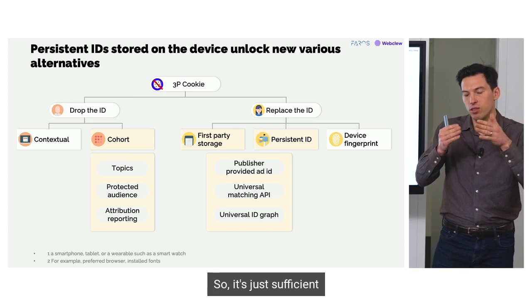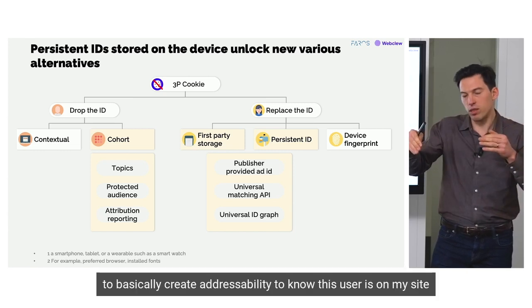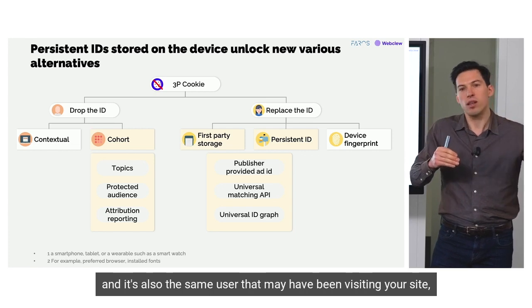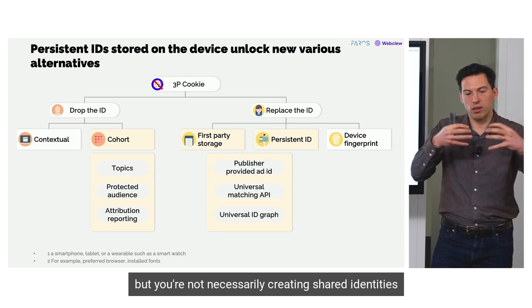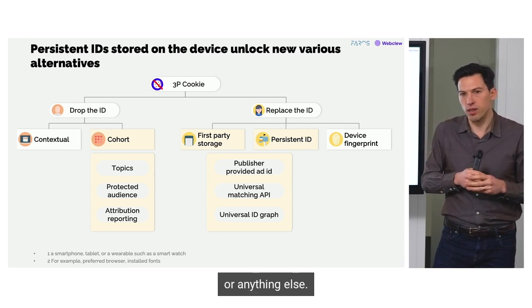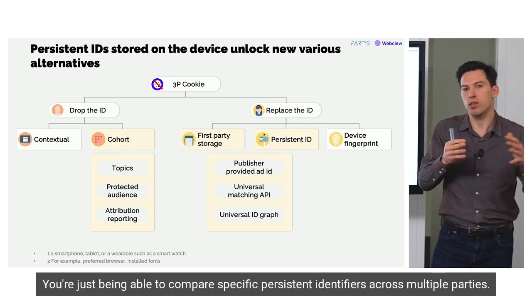So it's just sufficient to create addressability, to know this user is on my site and that's also the same user that may have been visiting your site, but you're not necessarily creating shared identities or anything else. You're just being able to compare specific persistent identifiers across multiple parties.